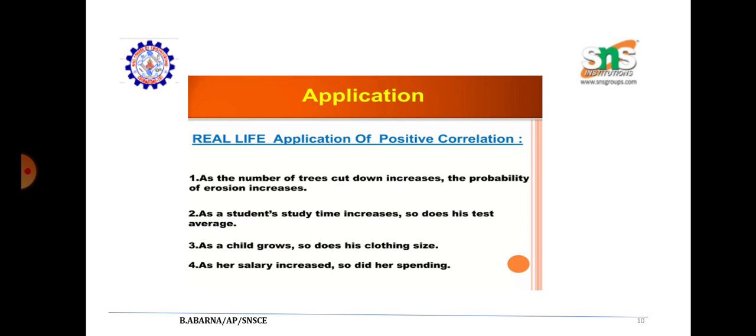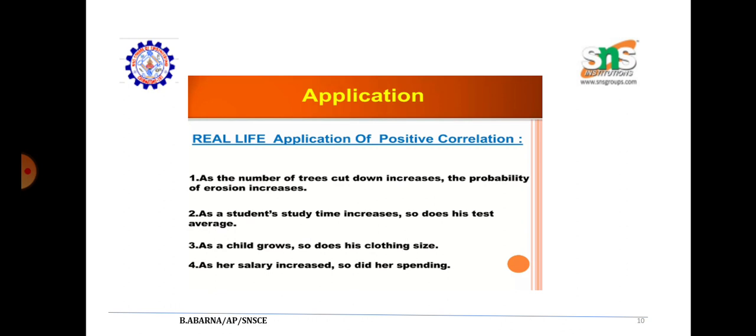Now the applications of correlation. A real-life application of positive correlation is, as the number of trees cut down increases, the probability of erosion increases. This is a very good live example. If we cut down the number of trees, the probability of erosion obviously increases.